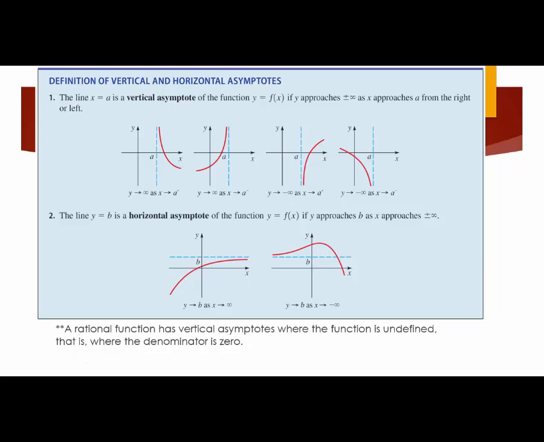The line y equals b is a horizontal asymptote of the function y equals f of x if the y values get close to b as x approaches either positive or negative infinity. A rational function, well, we've seen it with one example. A rational function has vertical asymptotes where the function is undefined, that is, where the denominator is 0. So again, if you think of the function 1 over x, it wasn't defined at x equals 0. There was actually a vertical asymptote there. We have a little more work to do to think about how we find those horizontal asymptotes, and we'll justify this a little bit more.